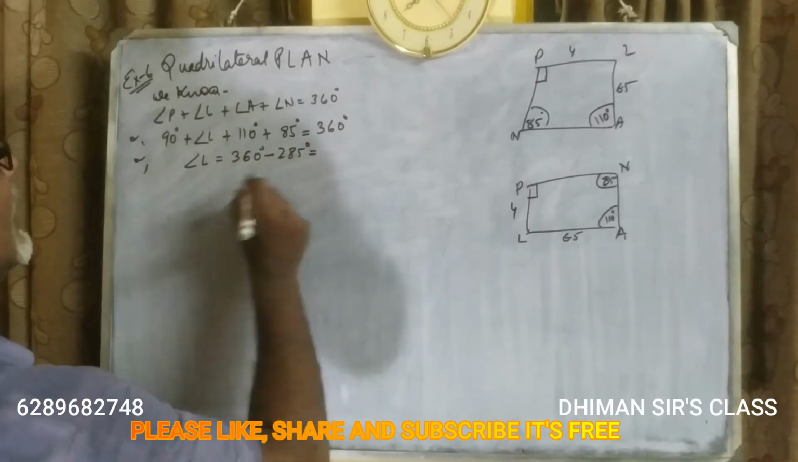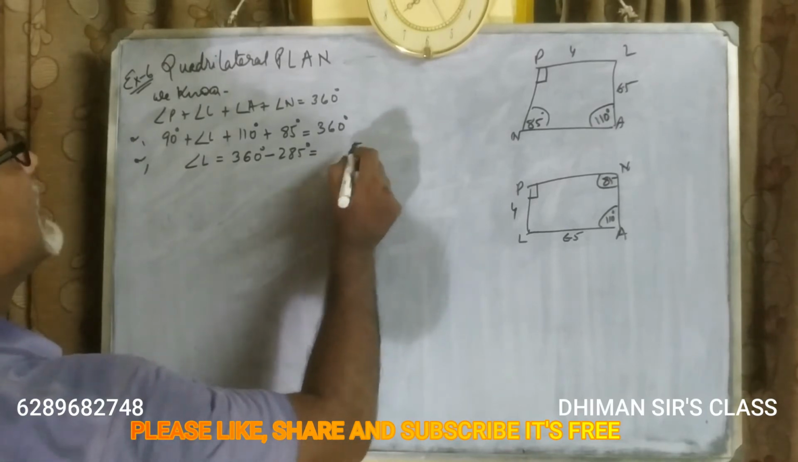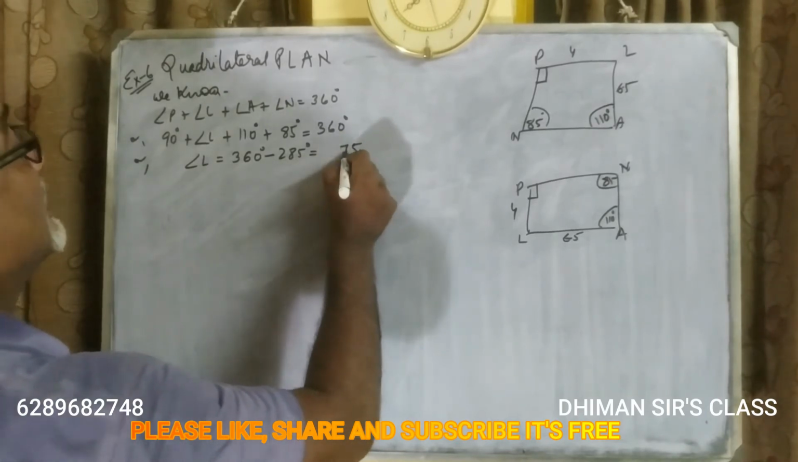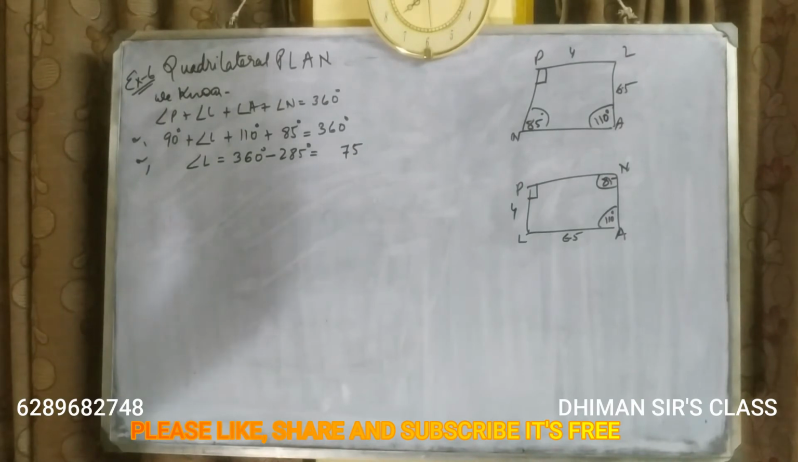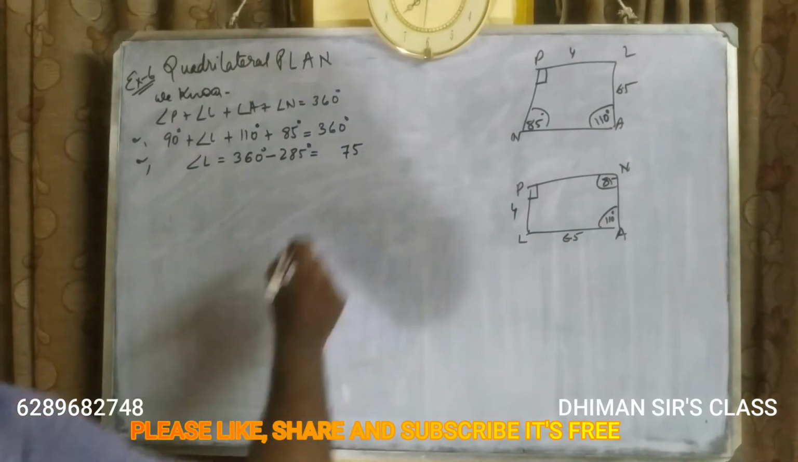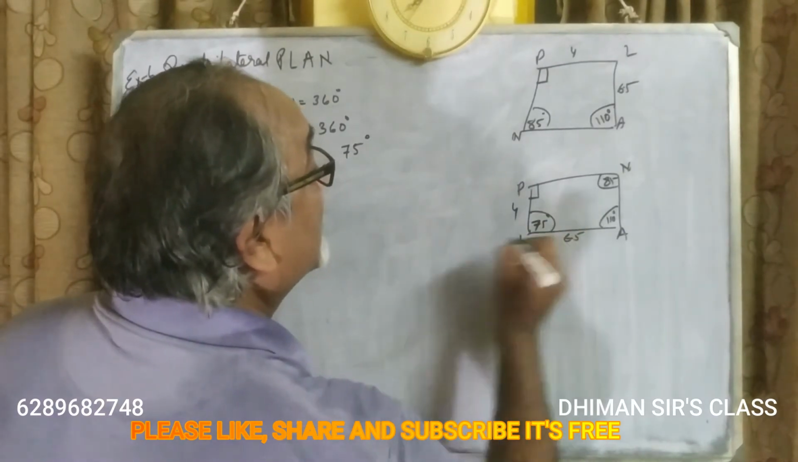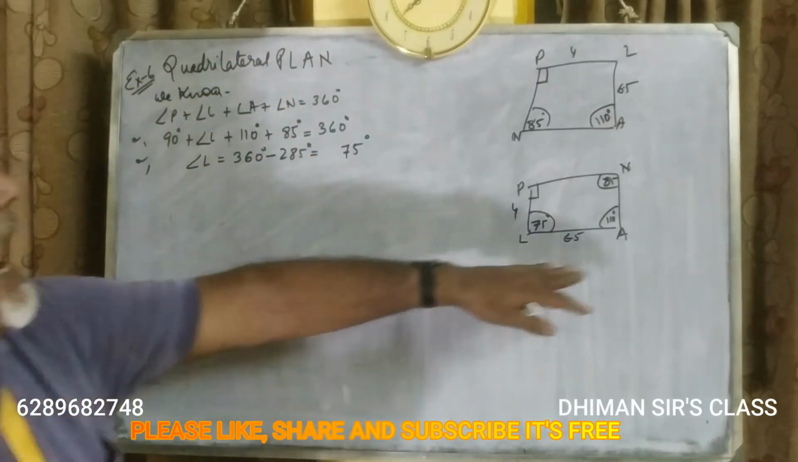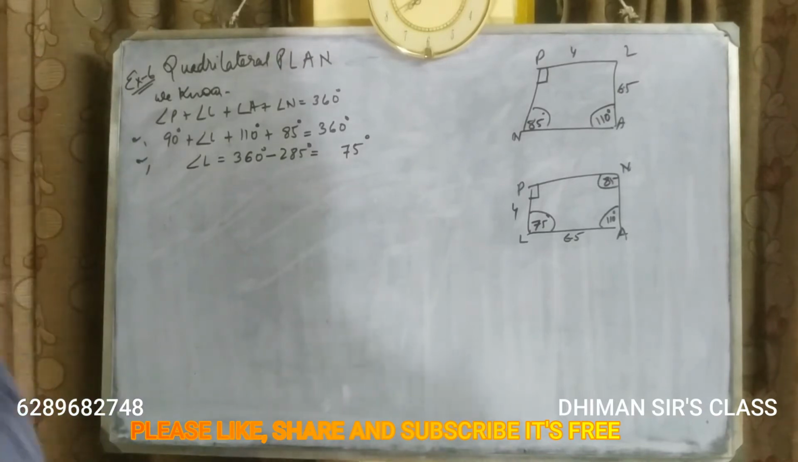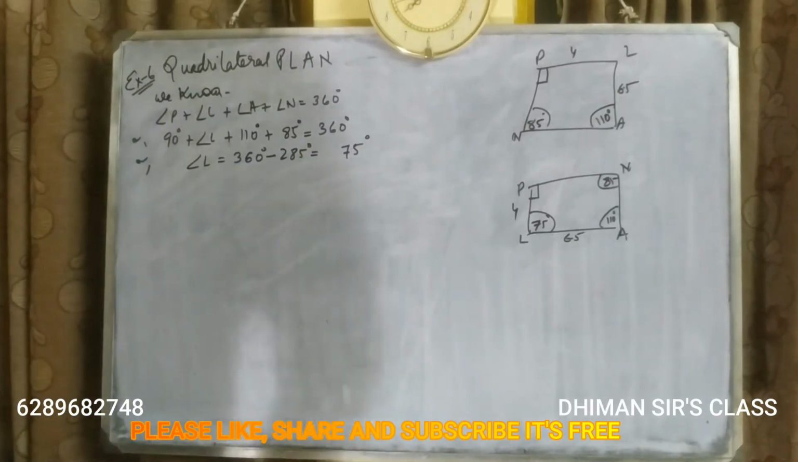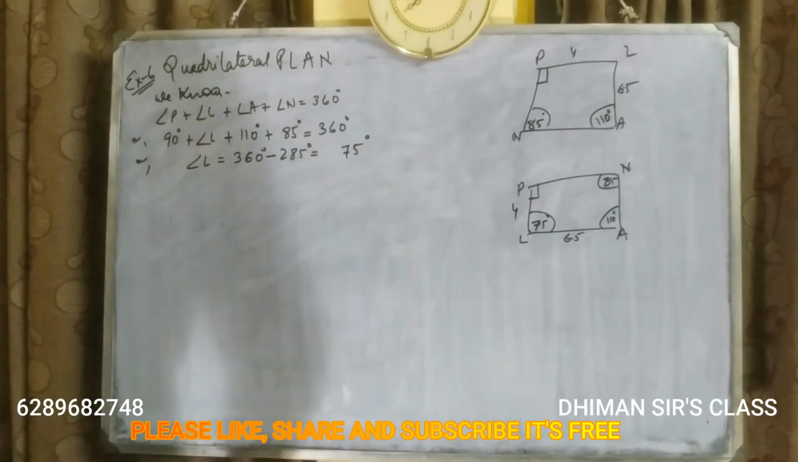Angle L is equal to 5 plus 5, 10, carry 1; 9 plus 7, 16, carry 1; 7 degrees... so 75 degrees. So this will be 75 degrees, students, we got it. If you add them up, you will get 360 degrees. So here, this calculation has to be shown.